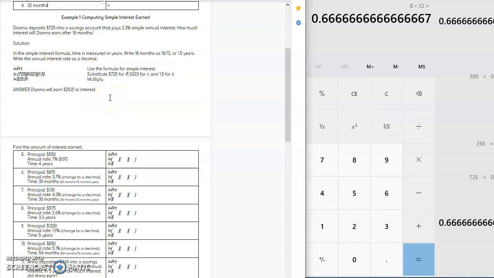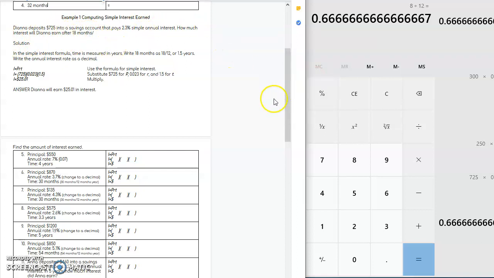All right, so let's start with example 1 in computing simple interest earned. Again, if we put money into an account and we're being paid interest for keeping that money in an account, how much interest are we earning? So let's start with this example. Diana deposits $725 into a savings account that pays 2.3% simple annual interest. How much interest will Diana earn after 18 months?